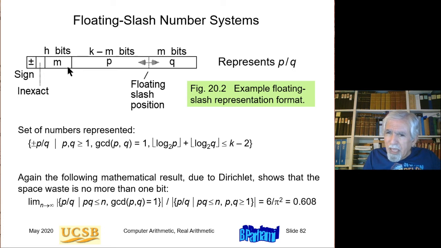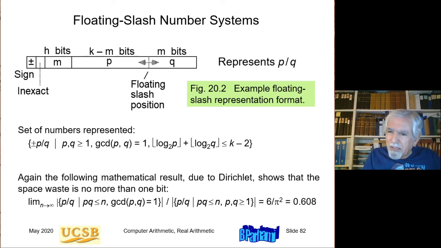So this parameter m basically says that the slash is m bits from the end. This allows you a trade-off. If you have a large integer, so q is basically 1, you don't need to devote a lot of bits to q and make it go to waste. On the other hand, if p is small and q is large, you can devote more bits to q by changing this value m. Okay, this makes calculations even more difficult.